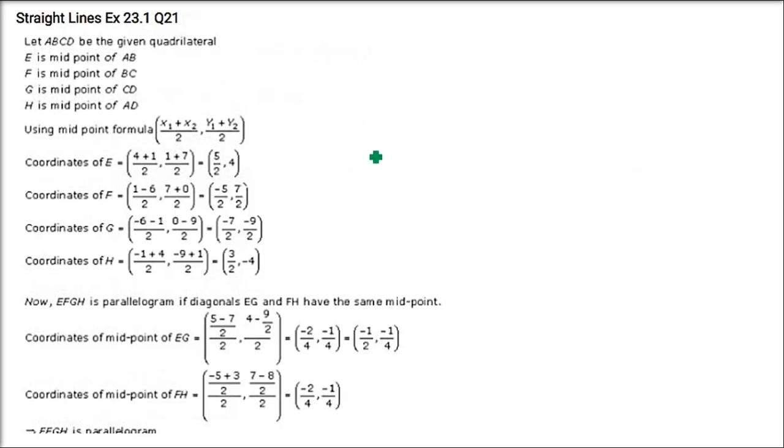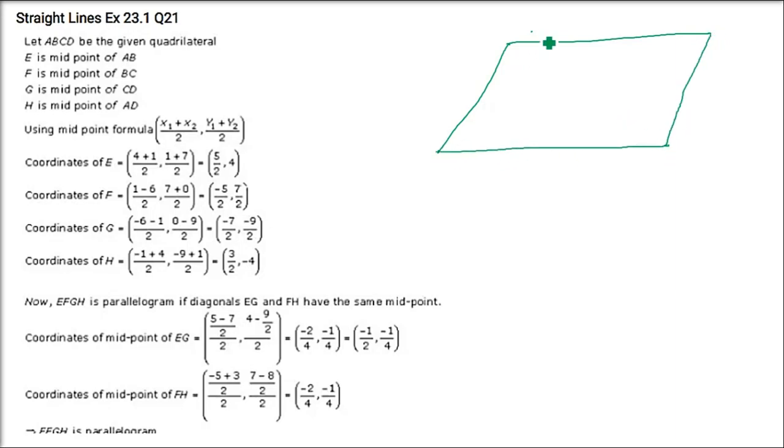Now a quadrilateral has vertices (4, 1), (1, 7), (minus 6, 0) and (minus 1, minus 9). Show that the midpoints of the sides of a quadrilateral form a parallelogram. So there is a quadrilateral. Quadrilateral means 4 sides. Now the vertices are given of this quadrilateral. Now we are making another quadrilateral.